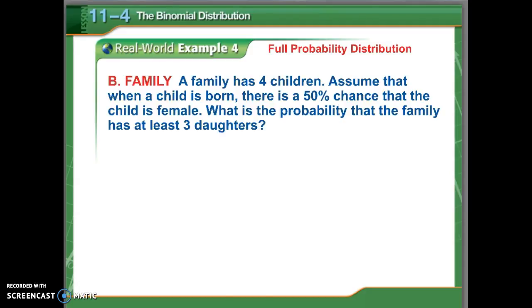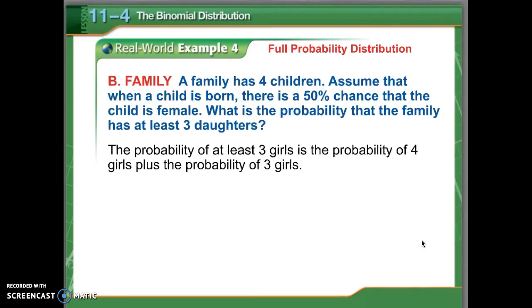All right, part B. What's the probability that the family has at least 3 daughters? So at least 3 daughters means that they have 3 daughters or 4 daughters. So we want to add up the probabilities of having 3 daughters and 4 daughters. That would be 25% plus 6.25%, which is 31.25%. And that's your answer. There is a more complicated way of doing this that involves using the calculator, and you will learn that if you take AP Statistics.